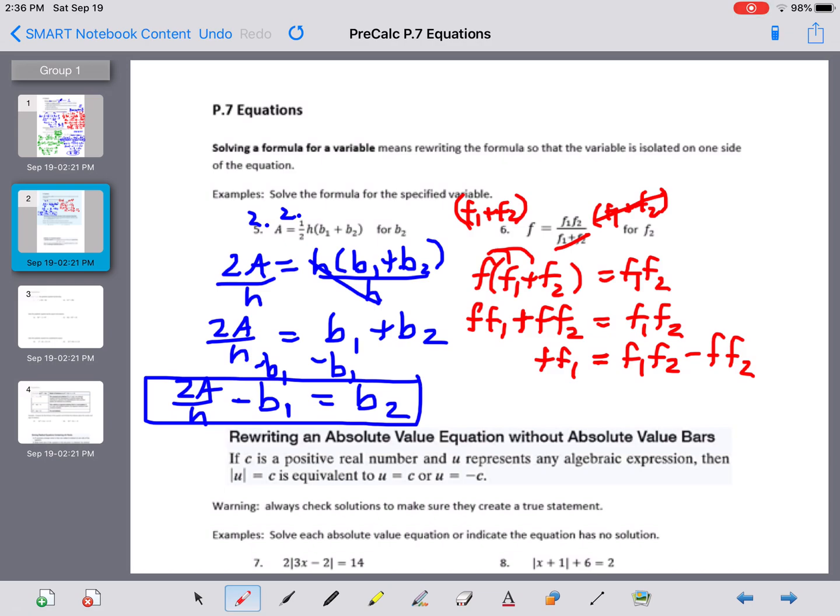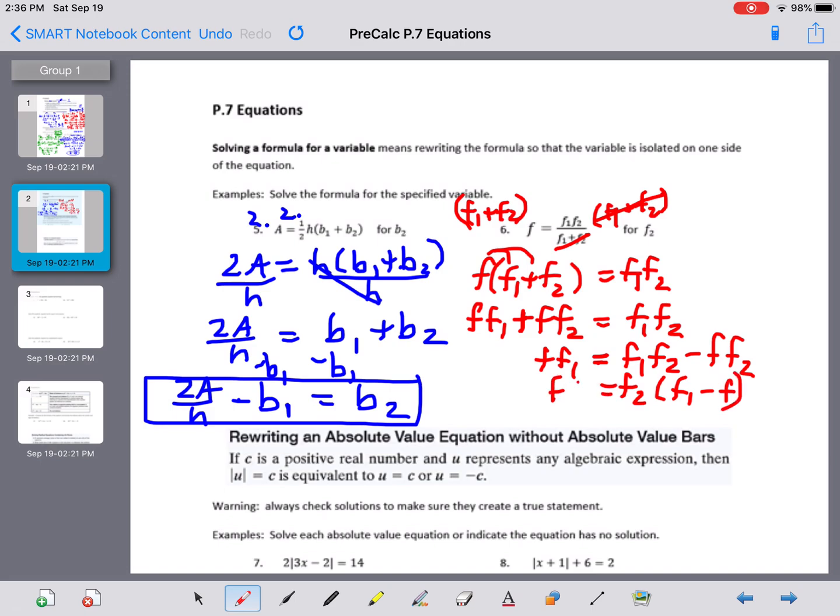How can I go from 2 of them, which are not like terms, so I'm not allowed to combine them, and get down to 1 f2? That's what I'm going for. And one of our favorite things to do: factor, right? DCF factoring on that one. 2 of them, so I pull out the f2, and I'm left with f1 minus f.